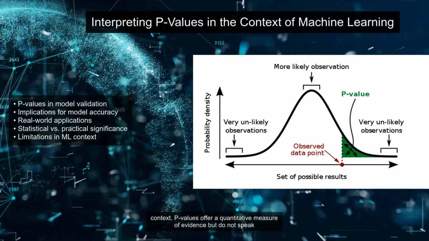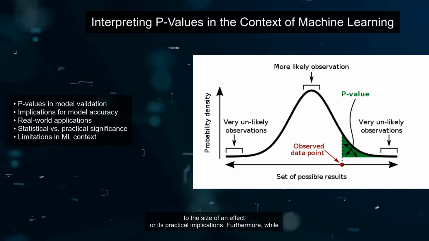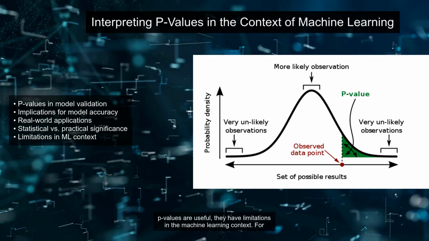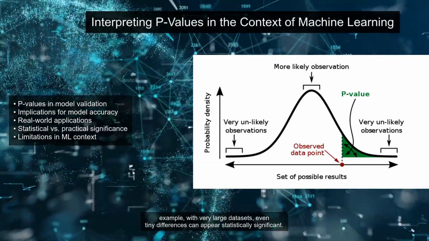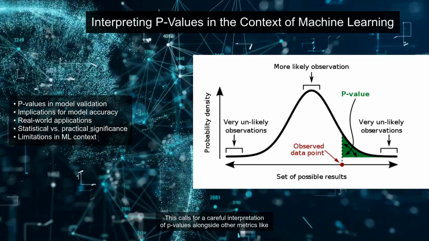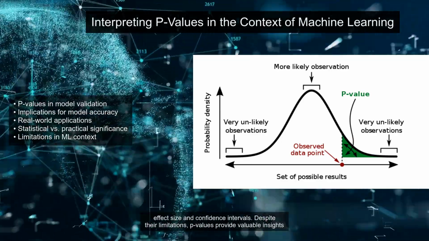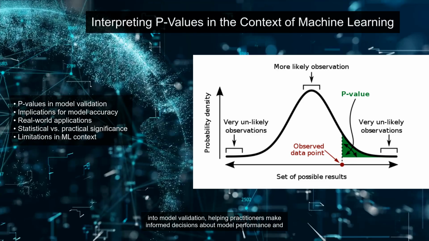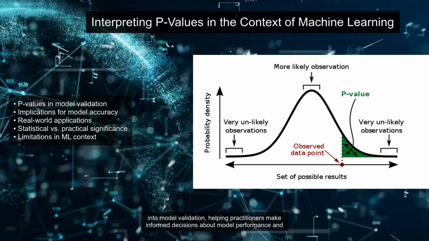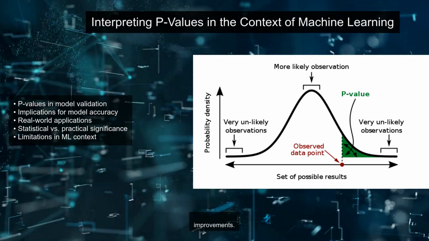P-values offer a quantitative measure of evidence but do not speak to the size of an effect or its practical implications. Furthermore, while p-values are useful, they have limitations in the machine learning context. For example, with very large datasets, even tiny differences can appear statistically significant. This calls for a careful interpretation of p-values alongside other metrics like effect size and confidence intervals. Despite their limitations, p-values provide valuable insights into model validation, helping practitioners make informed decisions about model performance and improvements.